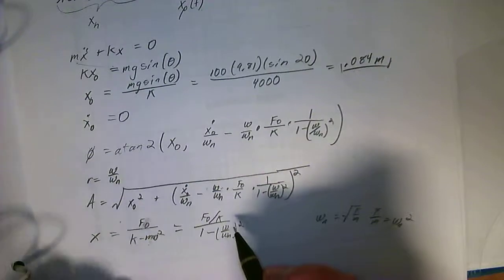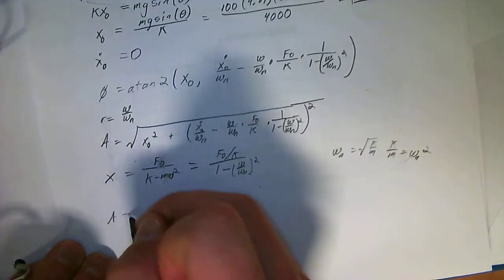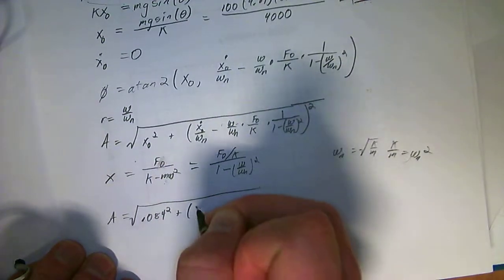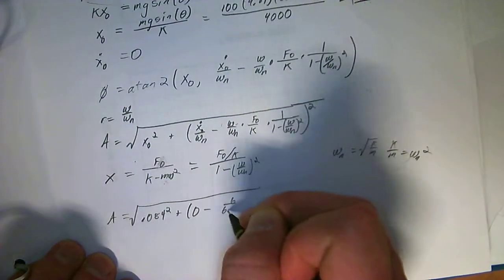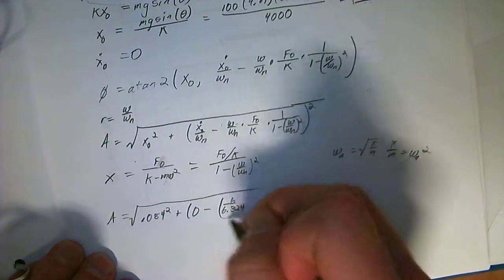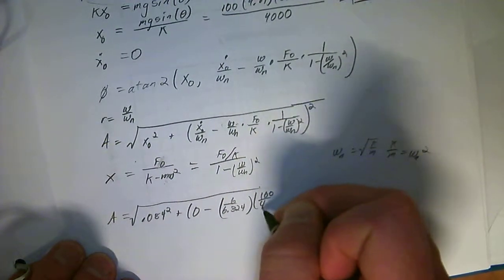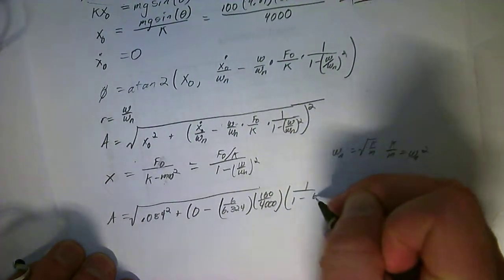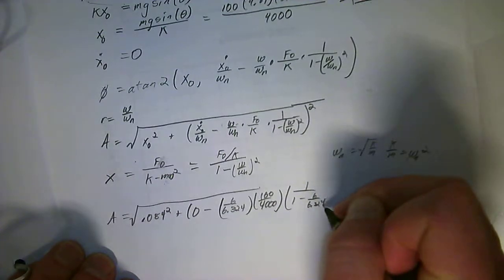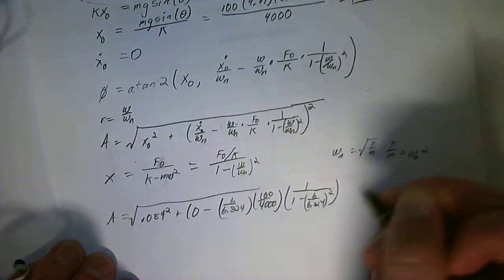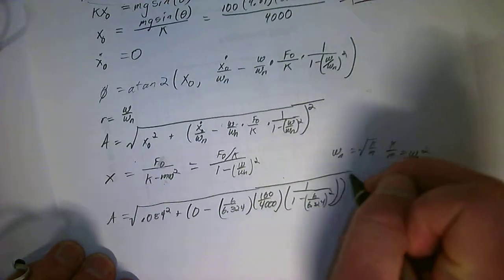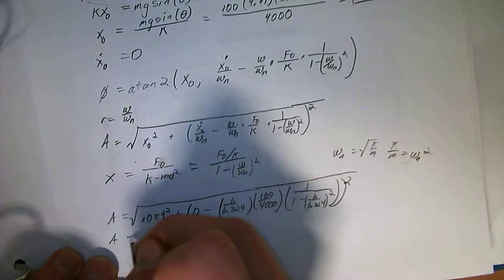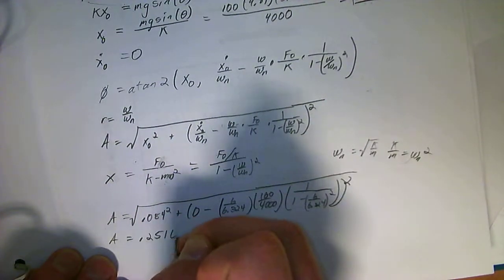Okay, so now solving all of these out, A will equal the square root of 0.084 squared plus 0 minus 6 over 6.324 times 100, all over 4,000, of 1 all over 1 minus 6 over 6.324, square that, take that, close that last parenthesis. Square that piece, and you should get A is equal to 0.2516.